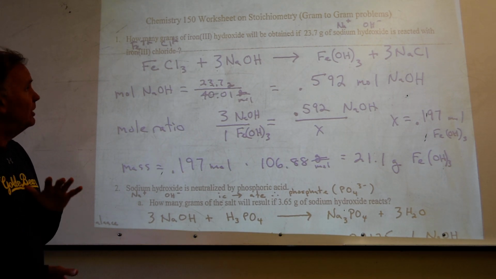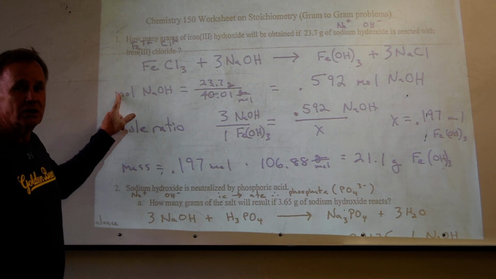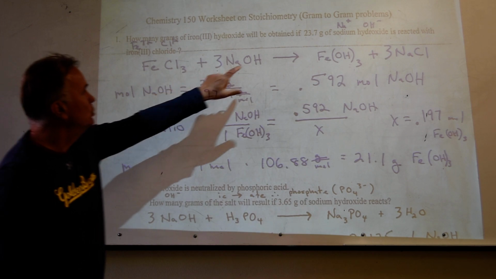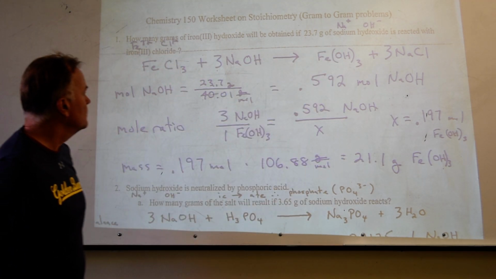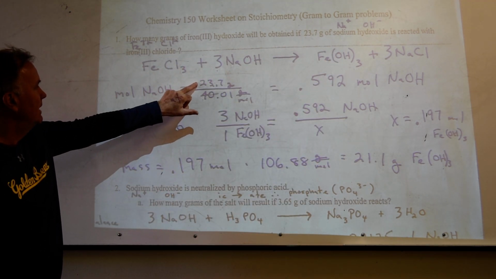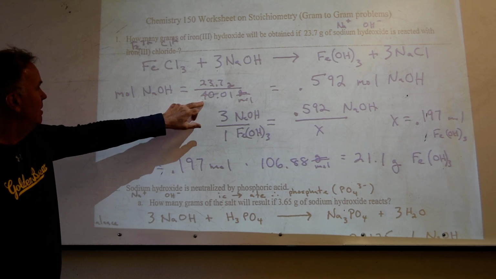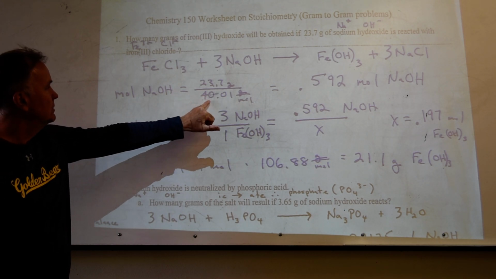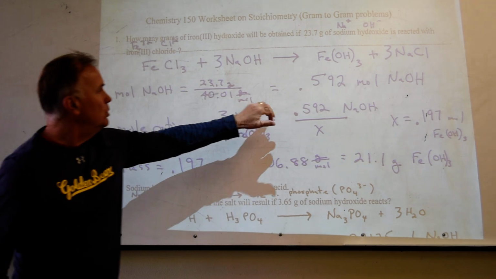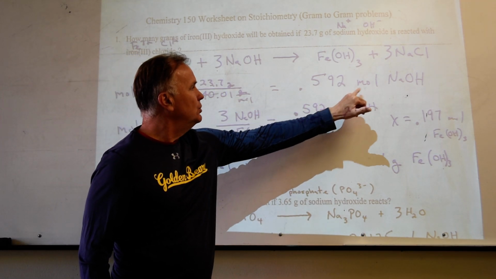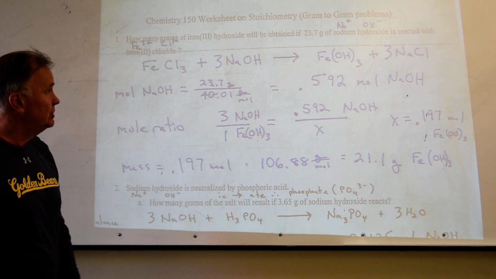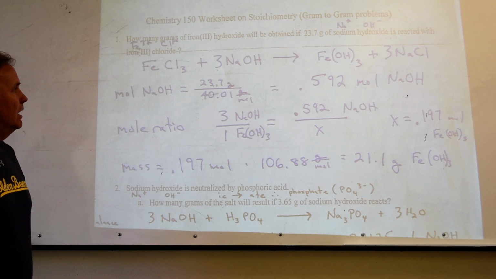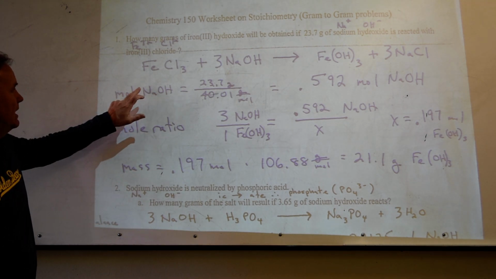So first thing you've got to do is figure out how many moles of NaOH you have, because they give you 23.7 grams of it. So you take 23.7 divided by the molar mass of sodium hydroxide, which is 40.01, and you get 0.592 moles of NaOH. That should be easily done by you, but that's the first step.